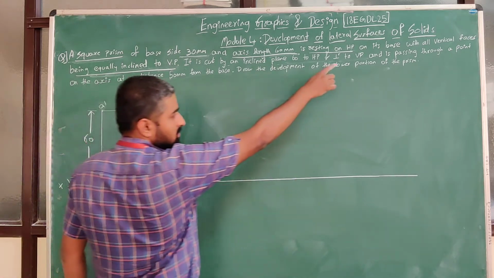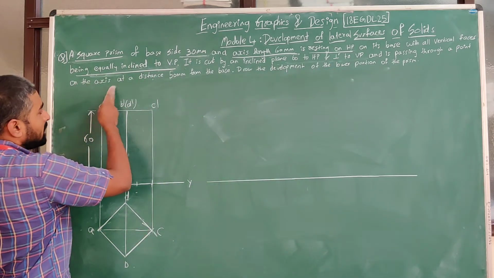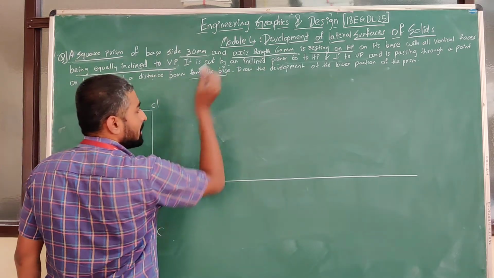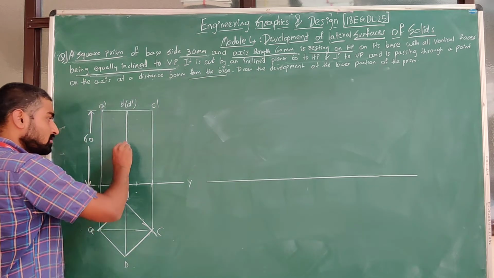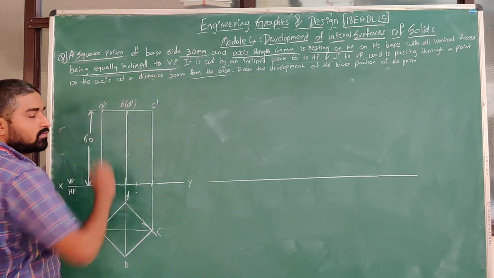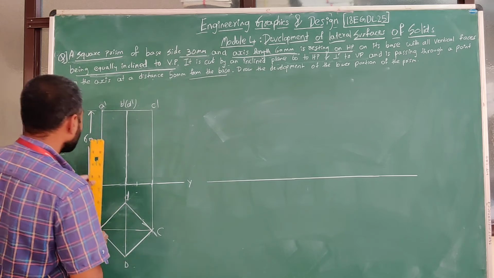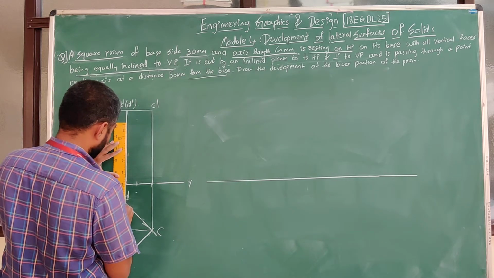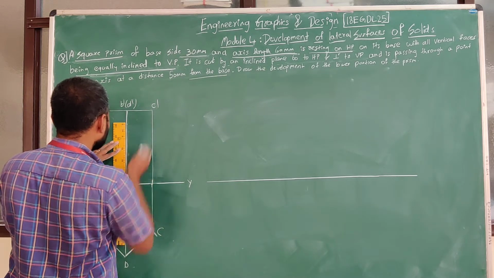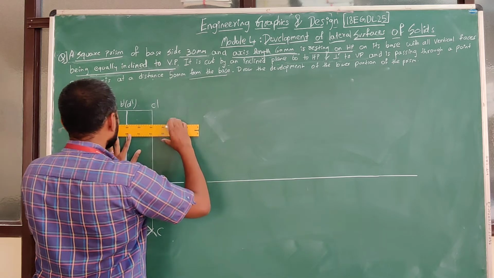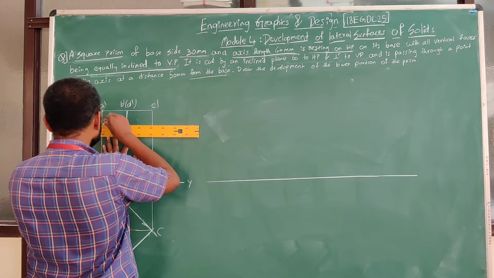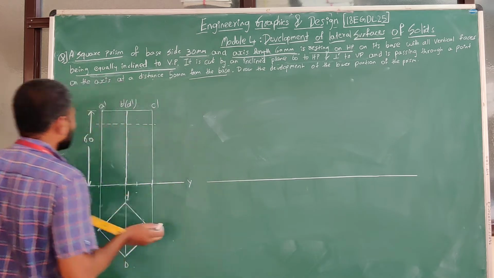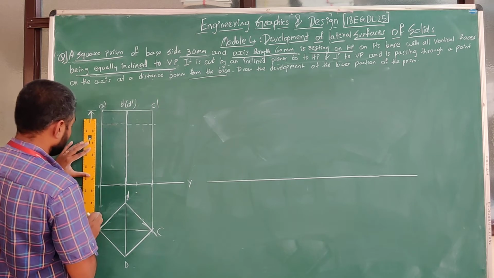Everybody knows that one. Next, it is passing through a point on the axis at a distance of 50 mm. But from where? From the base, on the axis, at a height of 50 mm. So let us measure a distance of 50 mm from the base. I am going to mark a point, and as soon as I mark it, I am going to draw an imaginary line here.